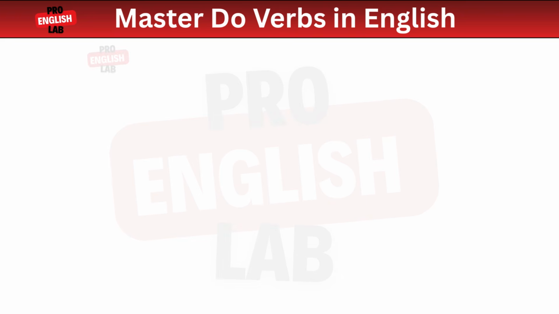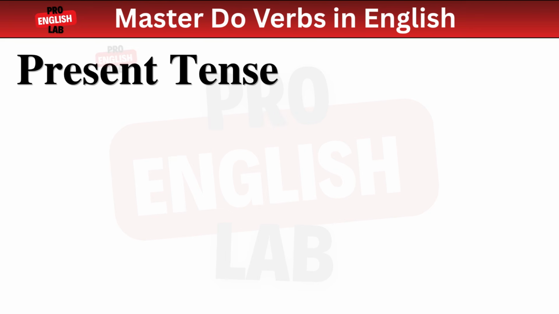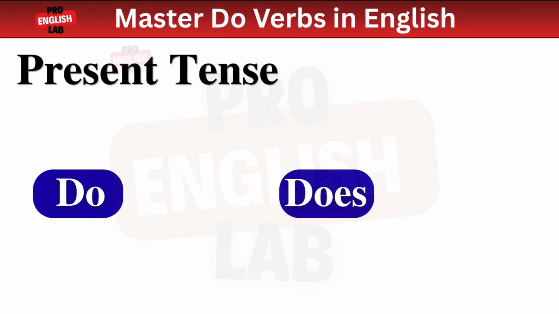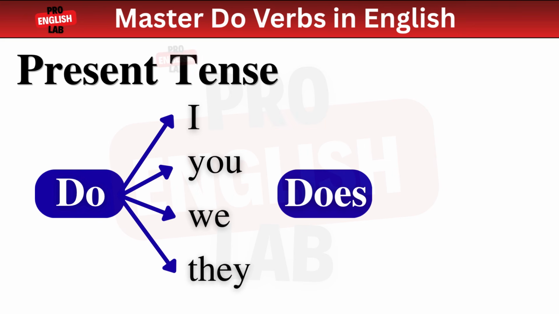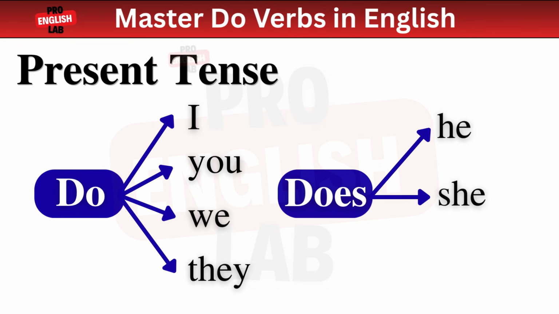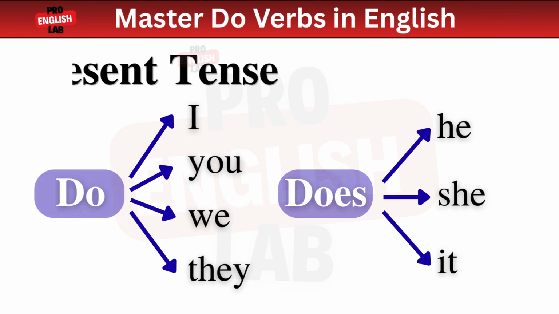First, let's start with the present tense. In the present tense, we often use do and does to make questions and negative sentences. Today, we'll focus on questions. We use do with I, you, we, and they. We use does with he, she, and it. Now, let's look at some examples.